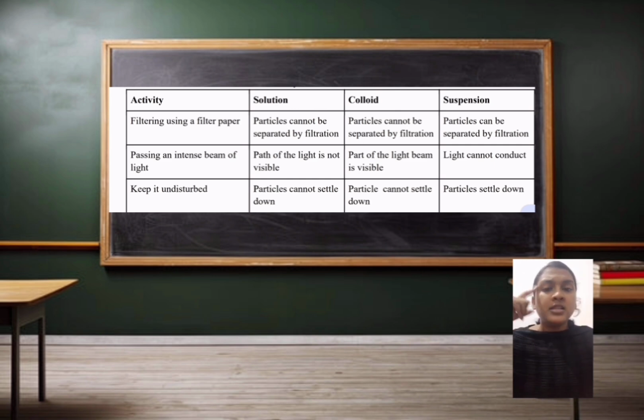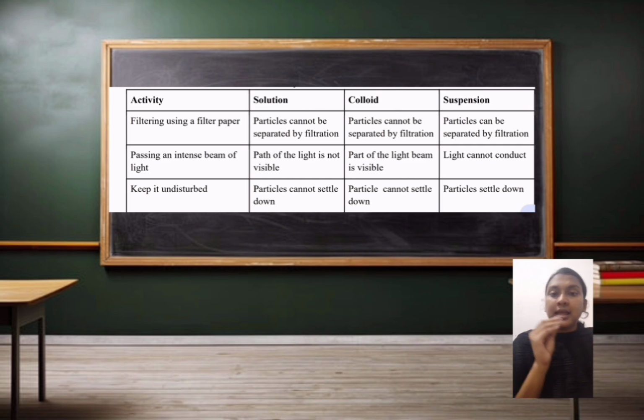Consider sugar solution and salt solution in your mind, and think about a situation where we use filter paper for the separation of the particles in the sugar solution or salt solution. Is it possible? No. The particles cannot be separated using filter paper because the particle size is very small. Next, we are using a beam of light to pass through the particular solution. Can we see the path of light?